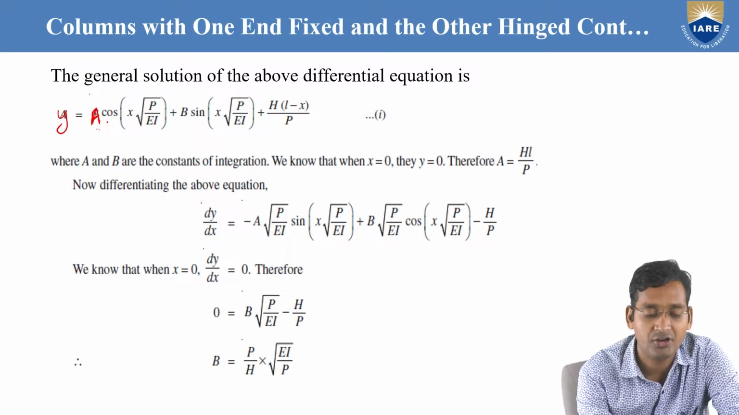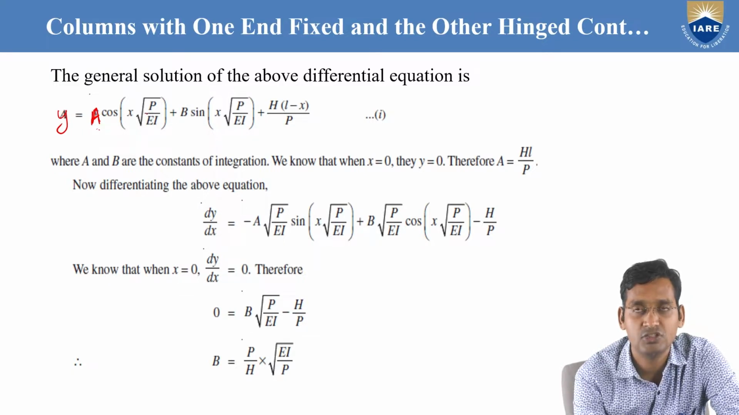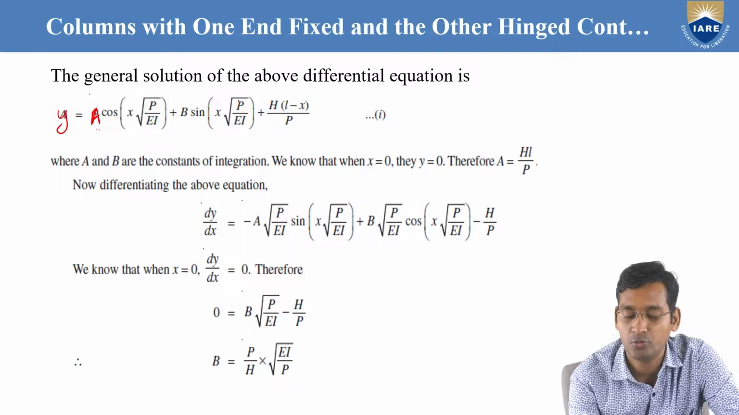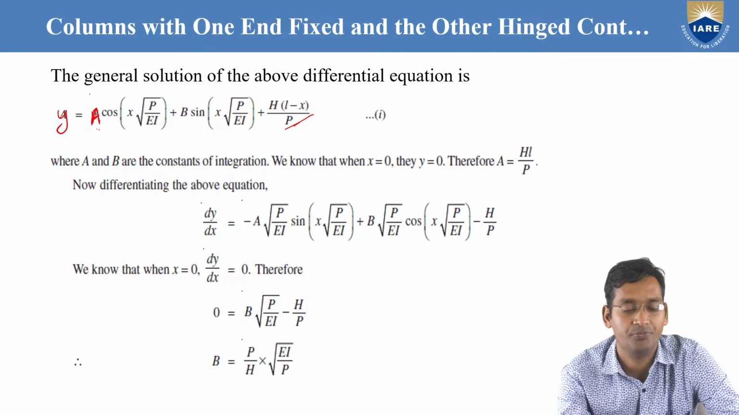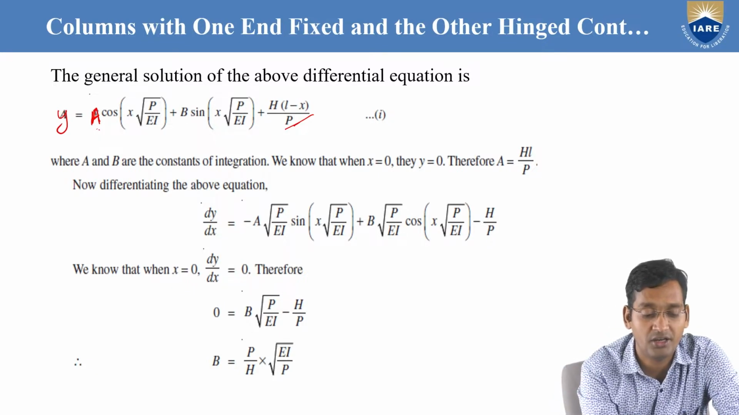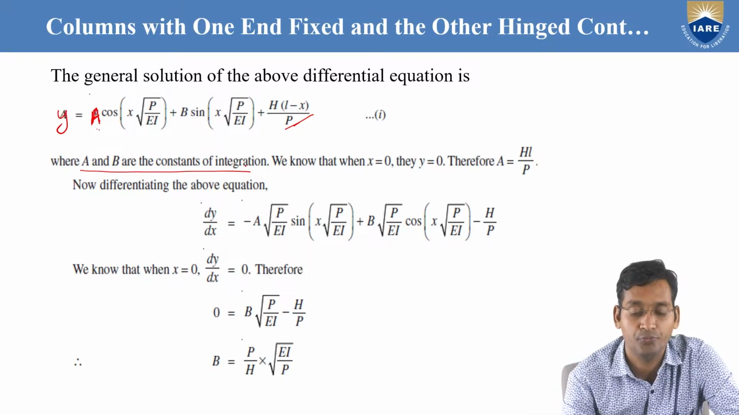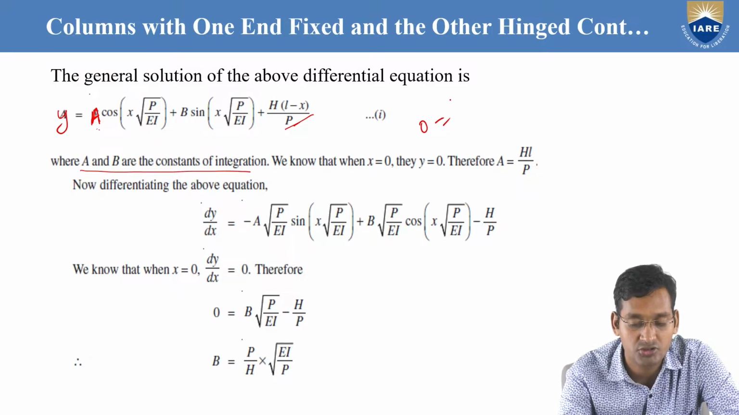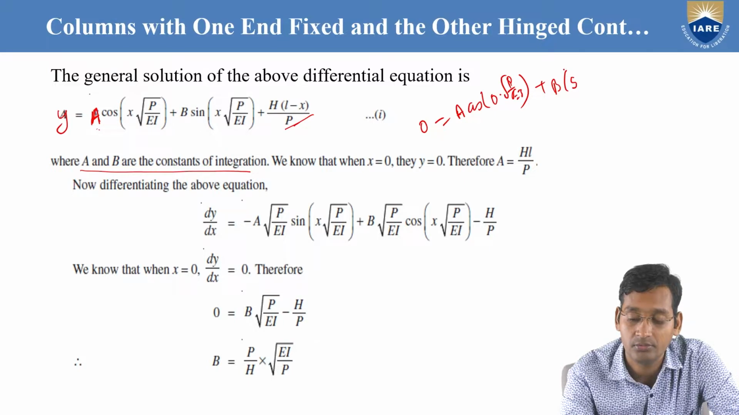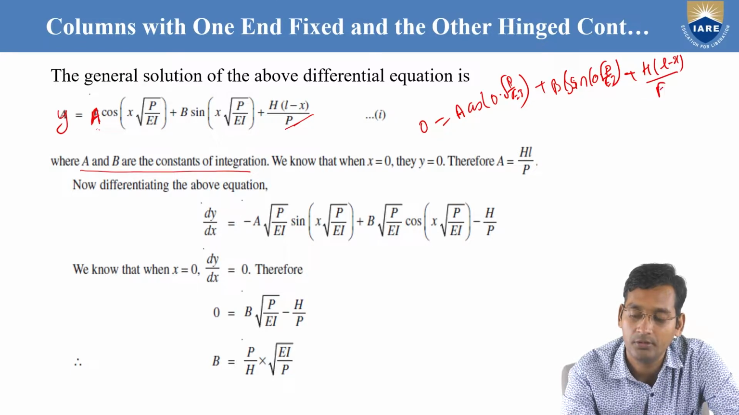After finding this, y equals A cos x root P by EI plus B sin x root P by EI plus H into (L minus x) by P, where A and B are constants of integration. Writing this is important, as I told you earlier. Now the boundary condition: we know that when x equals 0, y equals 0. So put x equals 0 and y equals 0: 0 equals A cos 0 into root P by EI plus B sin 0 into root P by EI plus H into (L minus x) by EI.